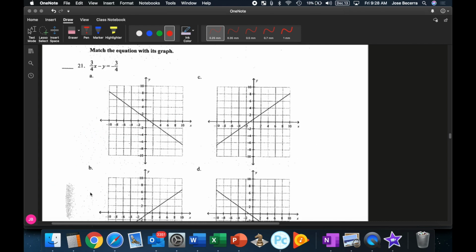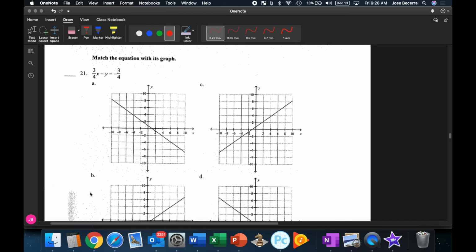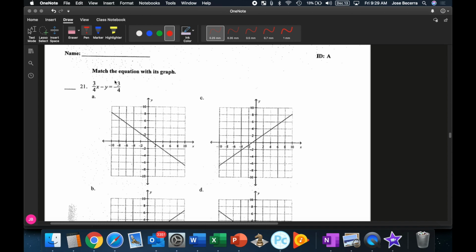So it says, match the equation with its graph. Okay. So ladies and gentlemen, first thing that we have to do with this is we have to go ahead and get it to y is equal to mx plus b form. So what I'm going to do is subtract 3 over 4x from both sides, and I'm going to get negative y is equal to negative 3 over 4 minus 3 over 4x.